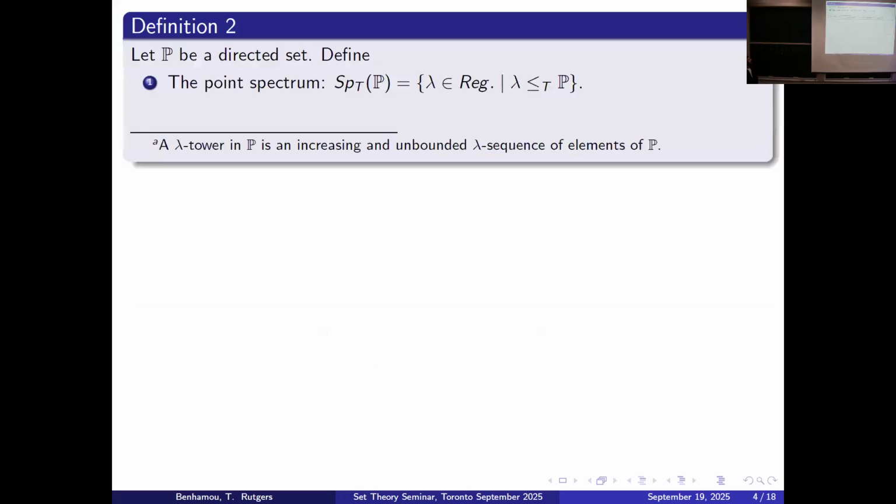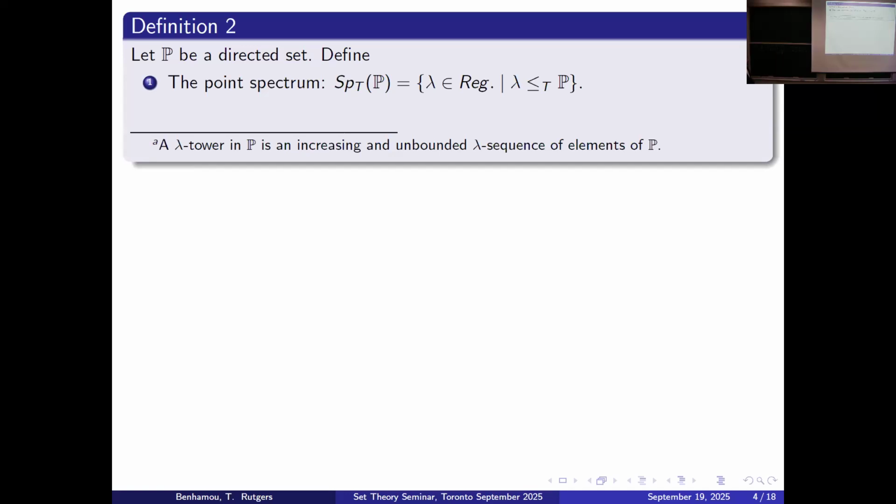Okay, so now the two definitions that appear in the title. What is the point spectrum, or sometimes we call it the Tukey spectrum? It's the collection of all regular lambdas which are Tukey floating. So we can think about it as all lambdas such that there is a sequence of lambda many elements in P, such that any lambda many of them are unbounded in P. Okay, so that's the point spectrum.